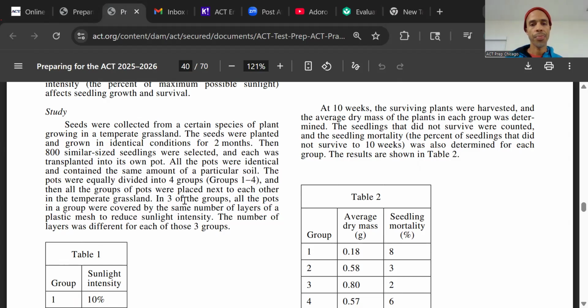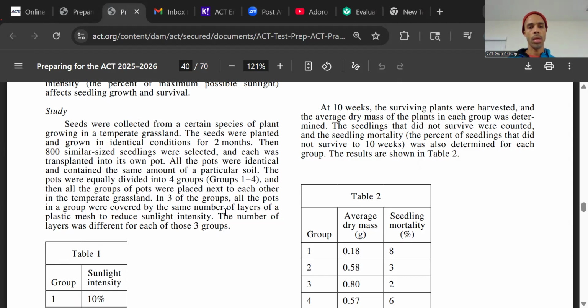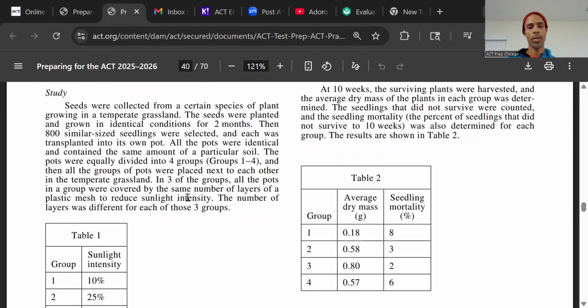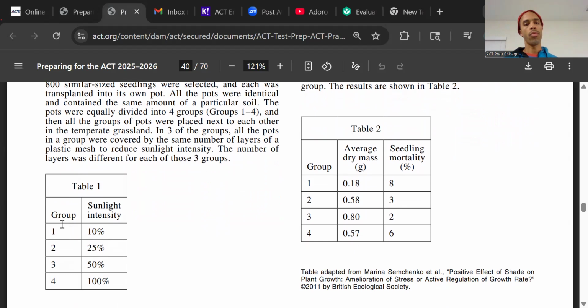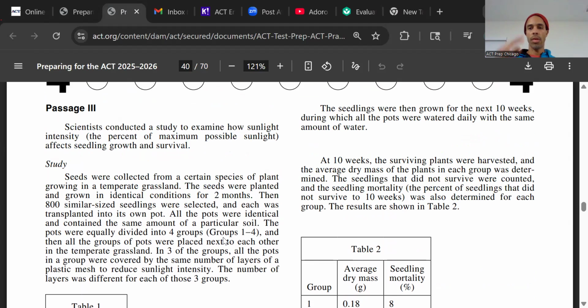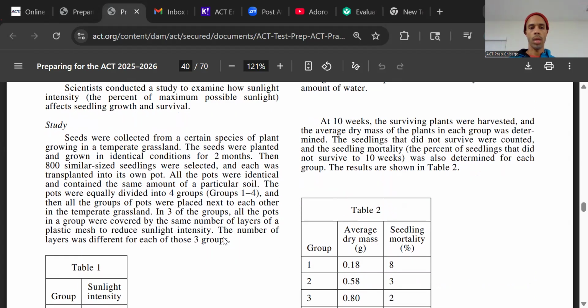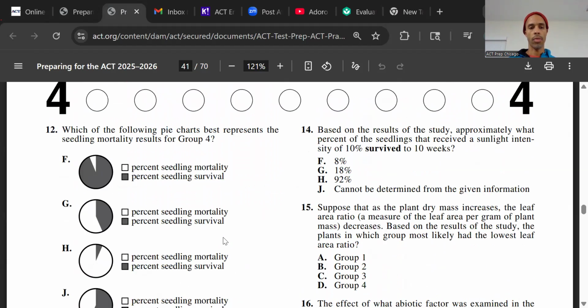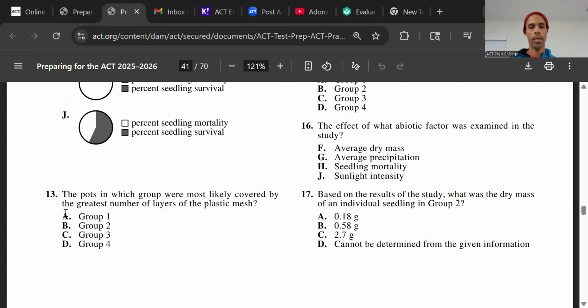In three of the groups, all of the pots in the group were covered by the same number. Okay. The number of layers was different for each of those groups, and the layers are there to reduce sunlight intensity. So, right. Group one had the most mesh because it had the lowest sunlight intensity. Group four had no mesh because they had 100% sunlight intensity. Nothing was keeping the sun from hitting the pots. So we'd say group one for that question, they had the most layers of plastic mesh.